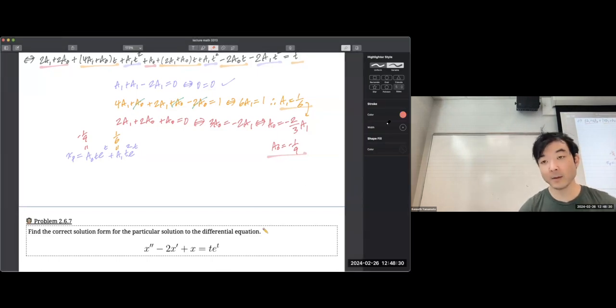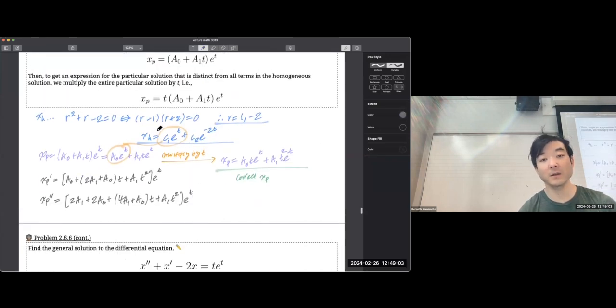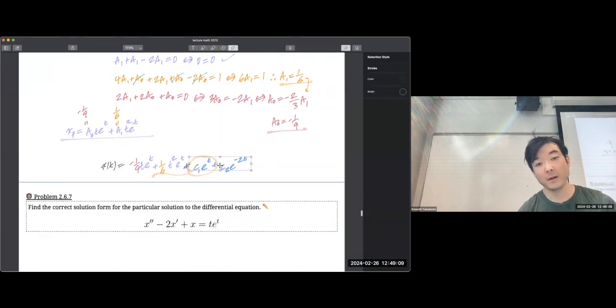And so with that being your particular solution, your general solution will end up being equal to like this: negative 1/9 t e to the t plus the 1/6 t squared e to the t. That's your particular solution plus your homogeneous solution. We must have done that earlier. Here it is. That's your homogeneous solution.